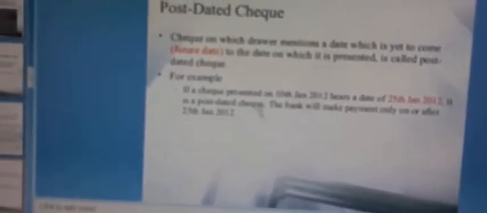The next one is the post dated check. A check on which the drawer mentions a future date, and it is presented, is called a post dated check. For example, I am giving a check to another person on 10th January, but the check date is 25th January. The banker can make the payment only after 25 January 2012. This is called a post dated check.